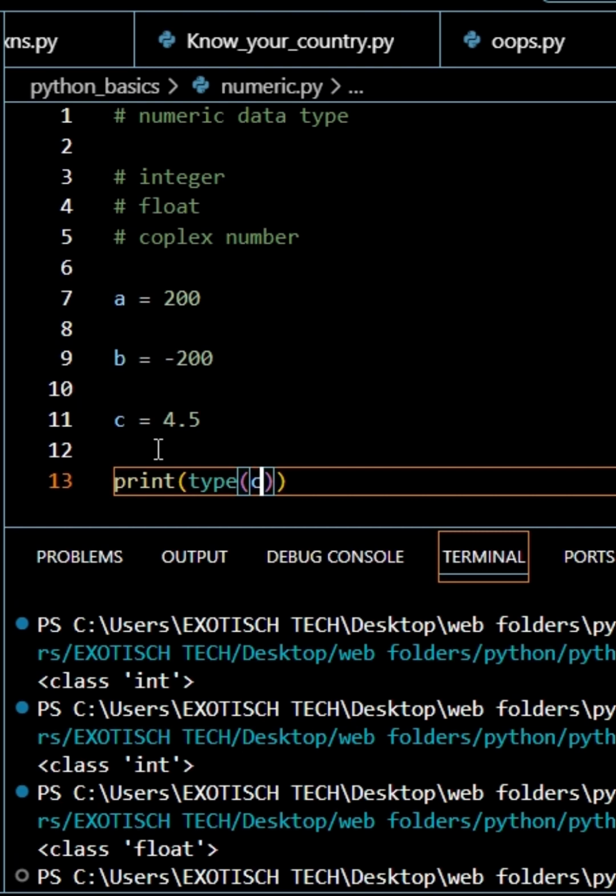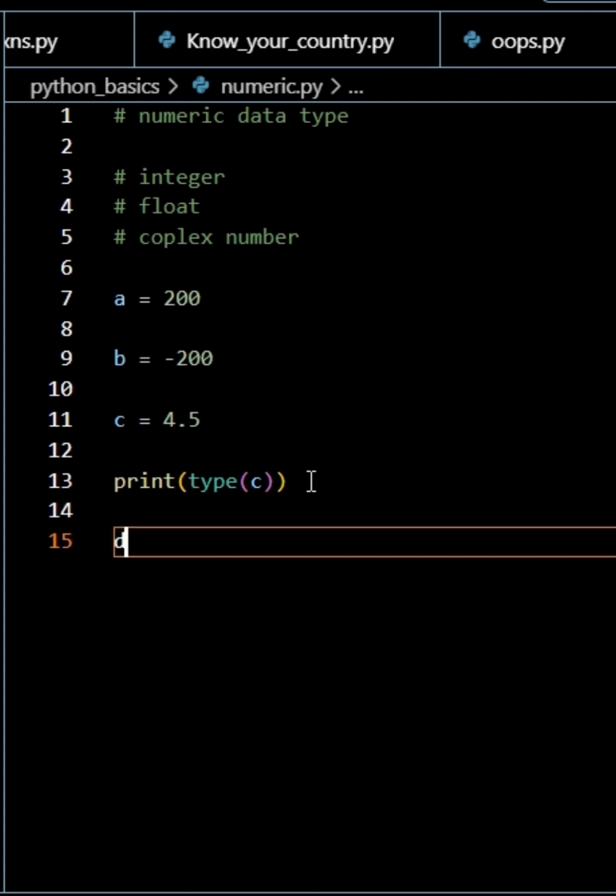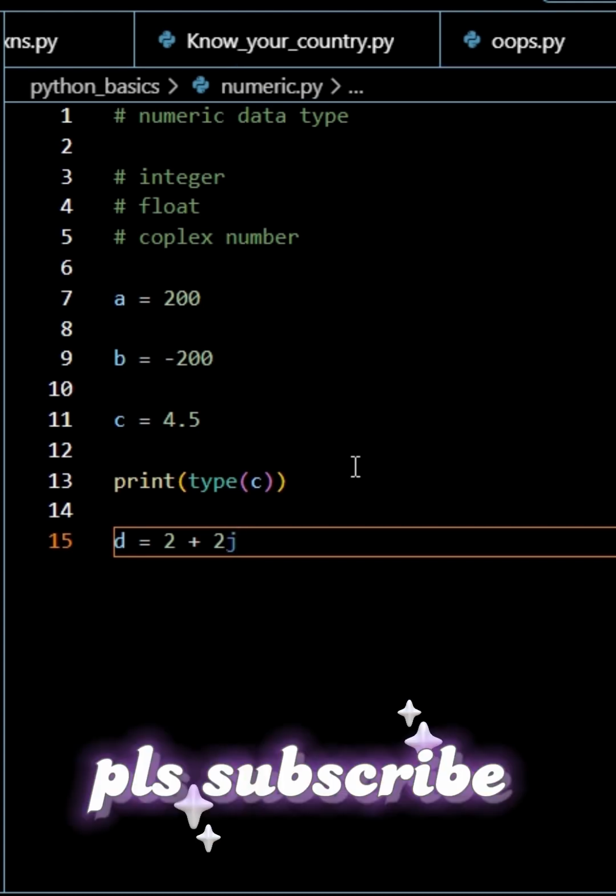So let's go to complex number. We're going to be declaring another variable, let's say d. Alright, so our d is going to contain an imaginary number. So let's print the type of d.